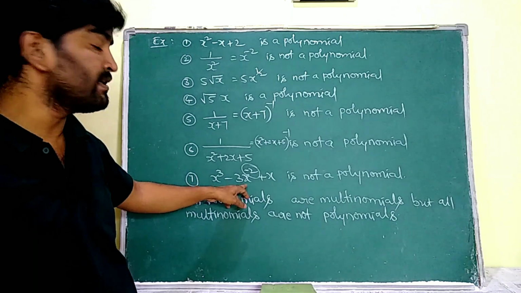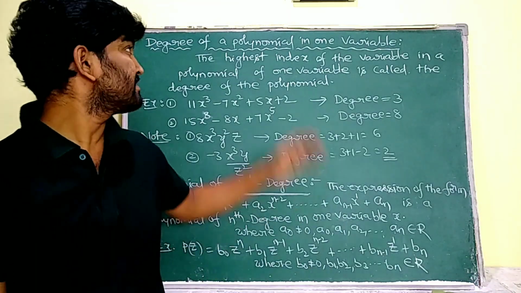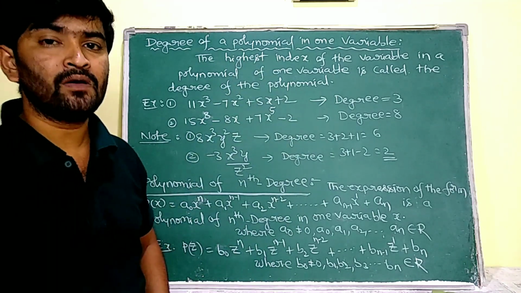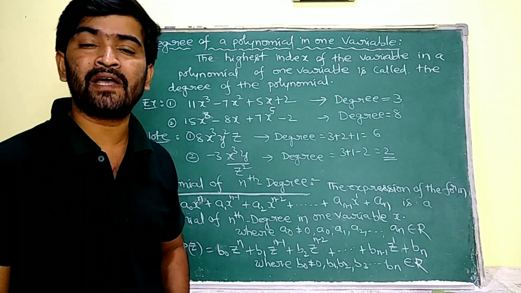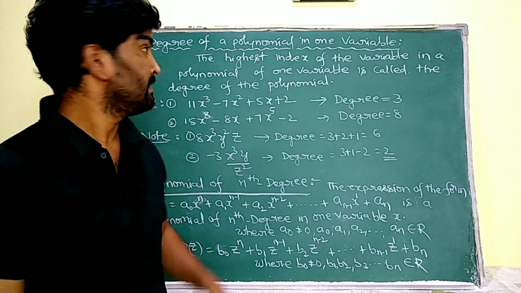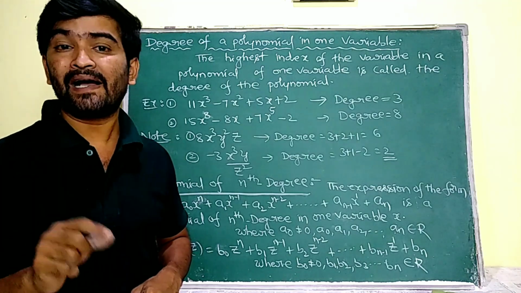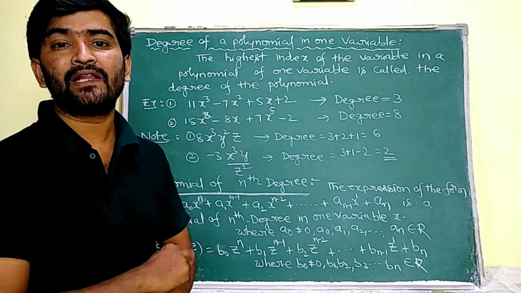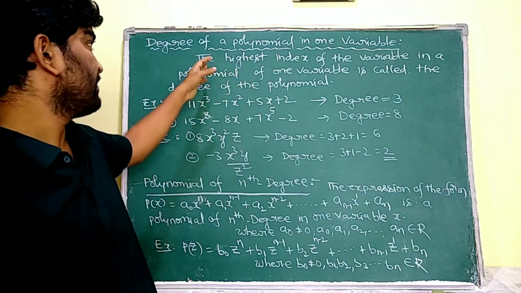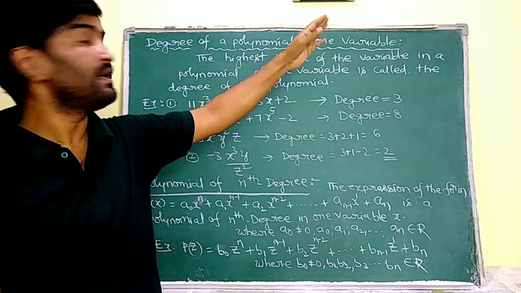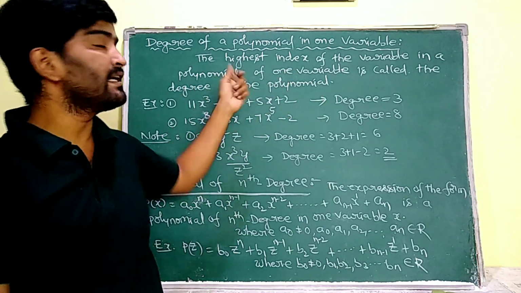Okay, now but this multinomial is not a polynomial. Okay, now Seema, we are going to discuss the degree of a polynomial in one variable. So the highest index of the expression is known as the degree of the polynomial. That means in the given expression we have to find out the highest power of the variable. The highest power of the variable is known as the degree of that particular expression. Seema, the highest index of the variable in a polynomial of one variable is called the degree of the polynomial.